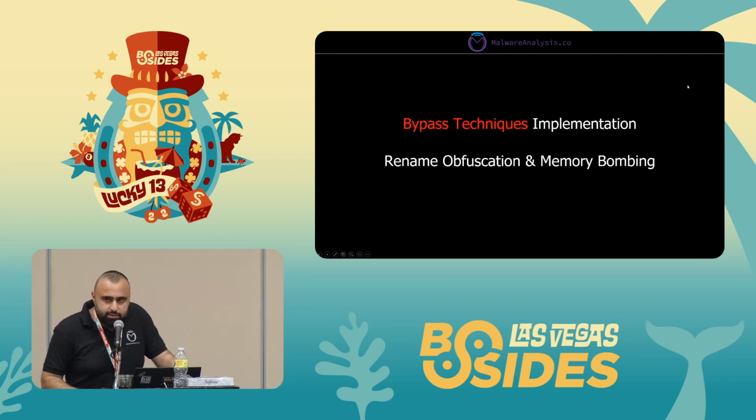So now let's do some offensive stuff. I'll present you two bypass techniques. The first one is called rename obfuscation, and the second one is called memory bombing, which is my favorite. Again, they're also covered in my book, Antivirus Bypass Techniques. I'll be more than glad if you read this book.